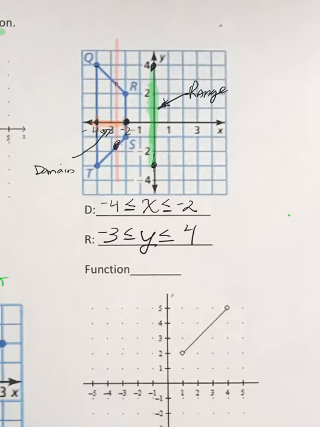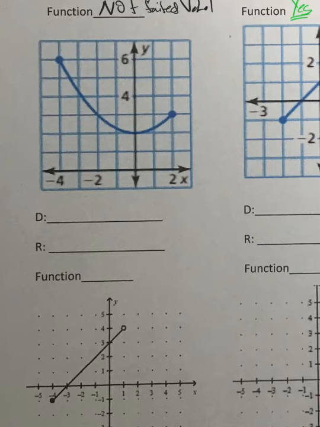So that vertical line hit more than once, so therefore it is not a function, because it failed the vertical line test. When we dropped a vertical line, it hit more than one time. It hit more than once, so therefore it's not a function. So let's look at the next example.